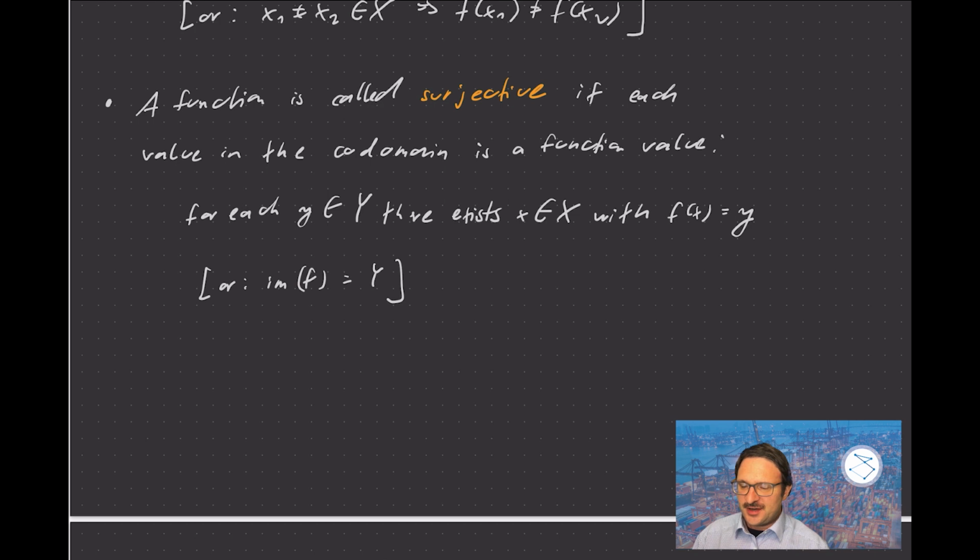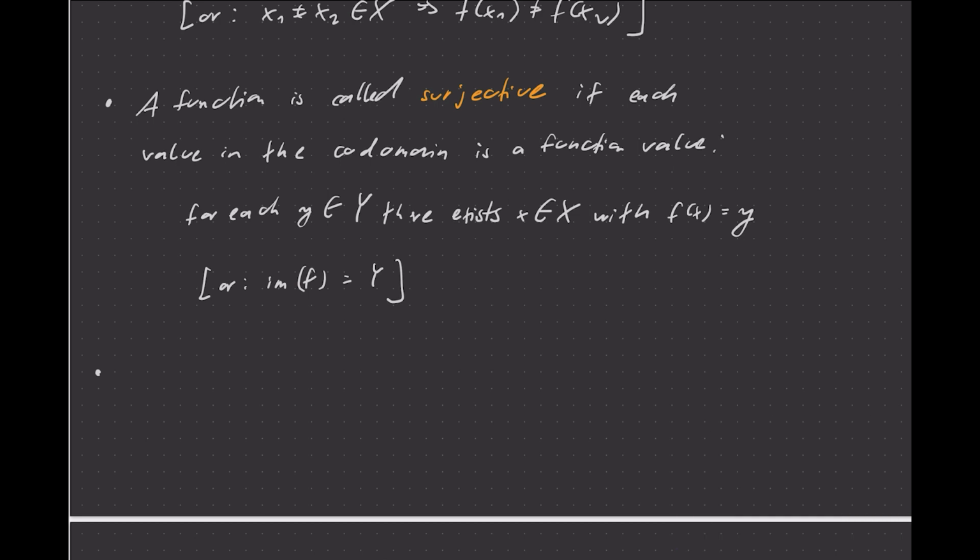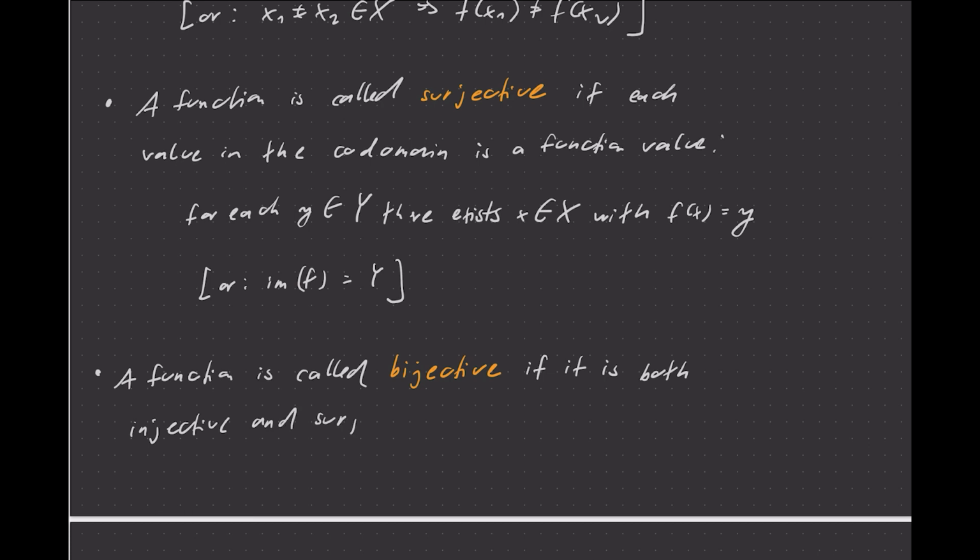And finally, the nicest functions, so to say, are functions that are both injective and surjective. And because those are so important, they get a name of their own. Those functions are called bijective. A function is called bijective if it is both injective and surjective.